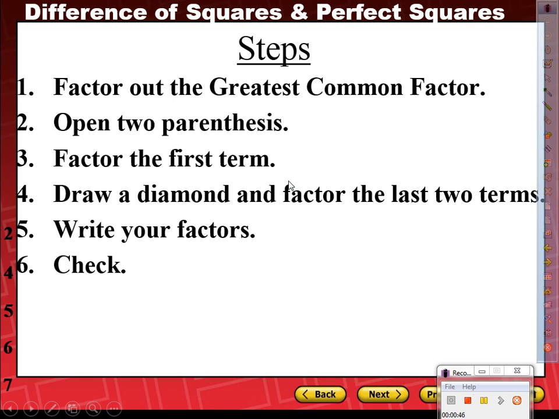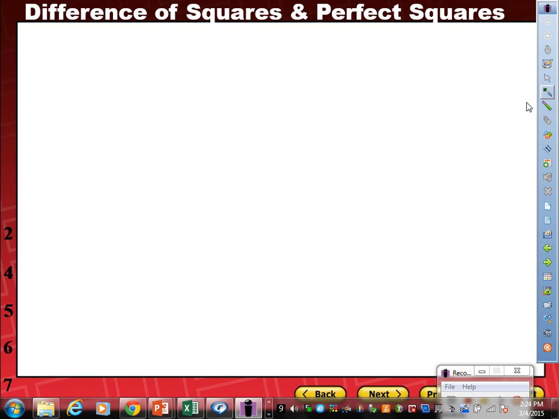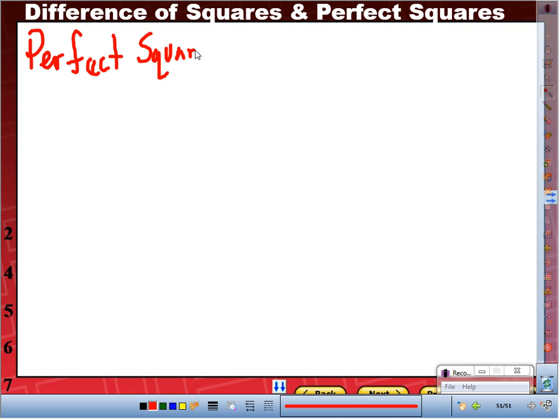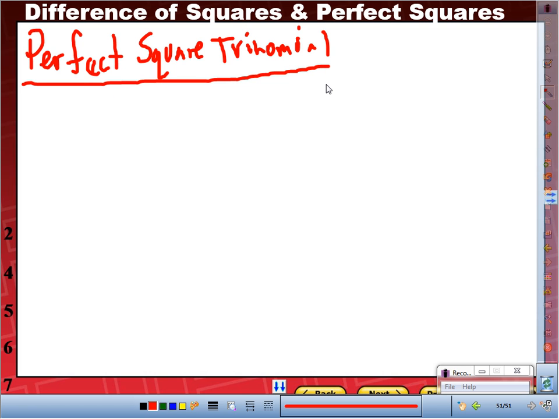Okay. Therefore, the first term that I want you to write down in your notes, write this down: perfect square trinomial. That's the first thing you write. Perfect square trinomial.